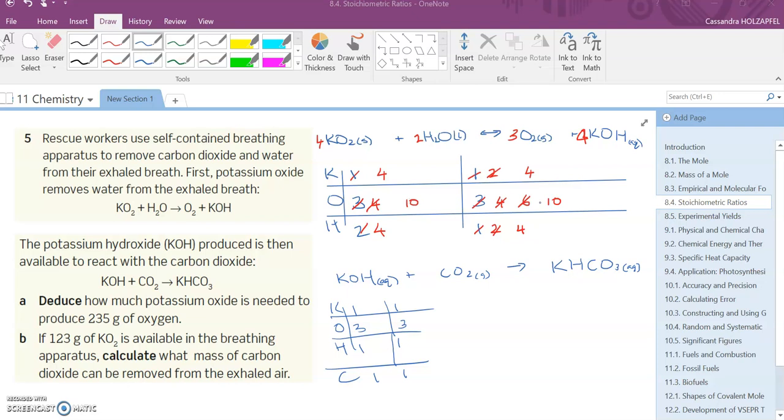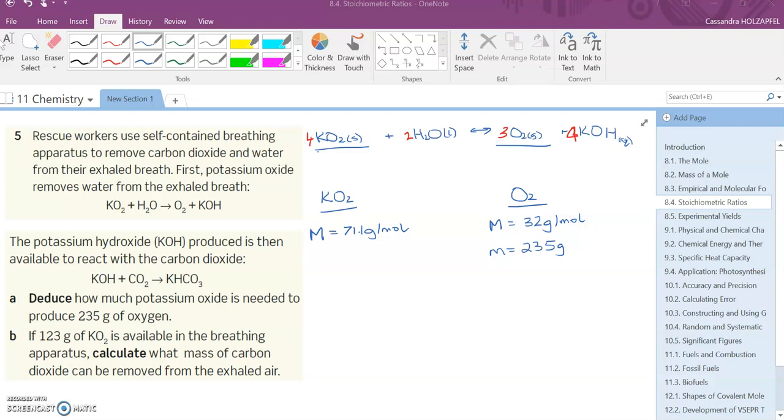So deduce how much potassium oxide is needed to produce 235 grams of oxygen. In other words, determine how much of this compound here is required to produce 235 grams of this compound here. So I'm just going to clear all this section off so I have some working space. Alrighty, so I've worked out the molar mass for each of the compounds that we're interested in, and I've written down the other piece of information that we know, which is the mass. Now what we want to do is find the number of moles.